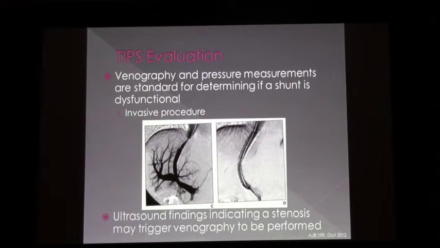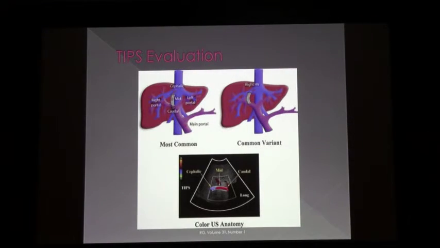So abnormal ultrasound findings that may indicate a stenosis can trigger a venogram to be performed. Some patients, if ultrasound isn't the best imaging for whatever the patient reason or whatever they're going through, if they're symptomatic, it can also trigger them to have a venogram done. And that's usually recurrent ascites. All of a sudden, somebody says, my belly's getting big again.